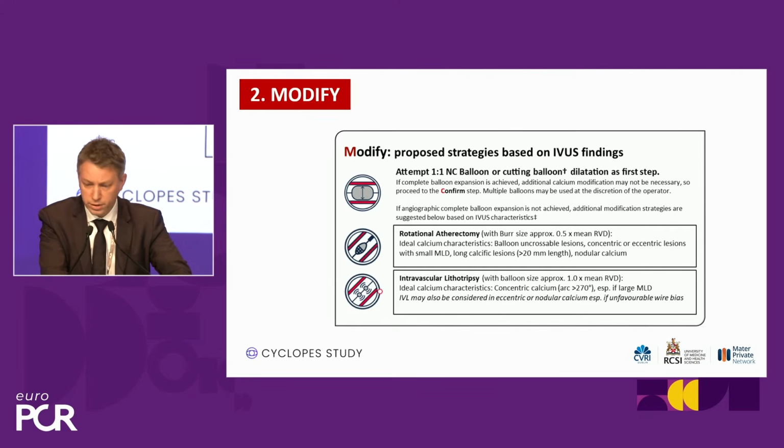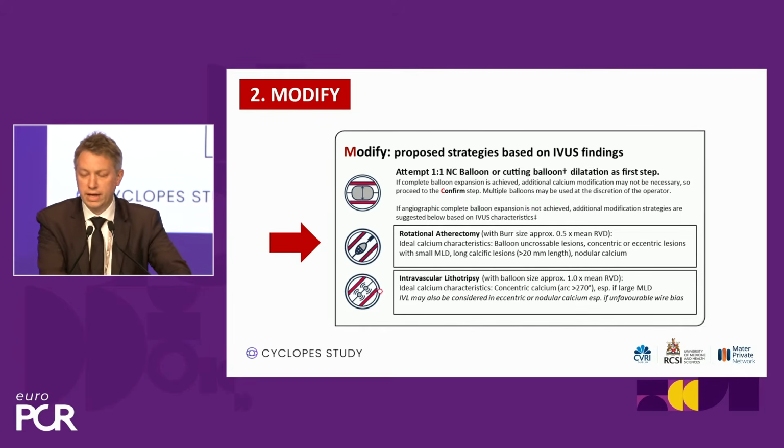We then move on to modify calcium. And this is a three-step approach to calcium modification. We believe strongly that in most cases you should start with a one-to-one high-pressure non-compliant balloon angioplasty, possibly with cutting balloon angioplasty applied to high pressure. This may resolve the calcium issue in a large proportion of the cases. However, if there's residual constraint of the balloon at highest pressure, then we consider two additional supplementary strategies. These are rotational atherectomy and intravascular lithotripsy.